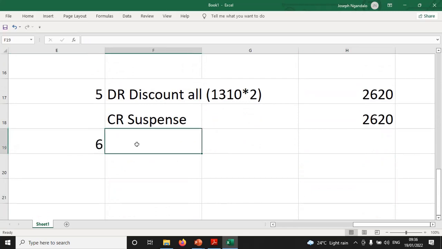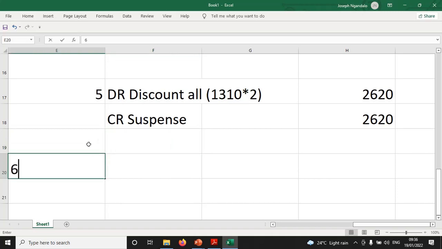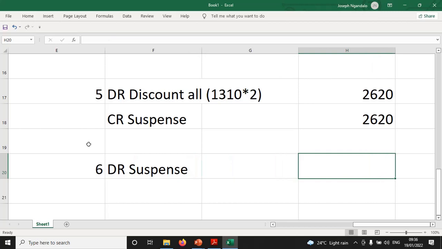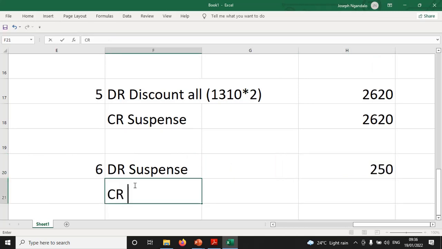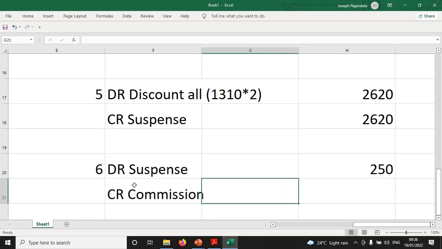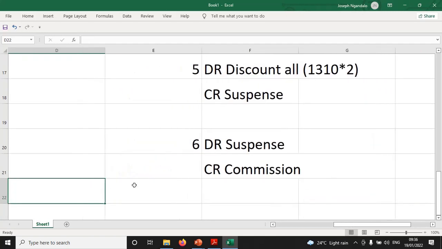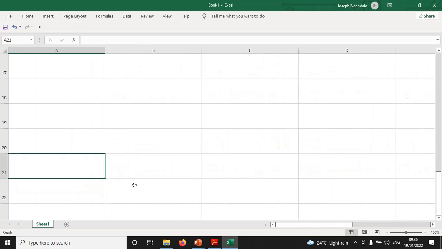All right, let's progress. Which account do we debit? Suspense automatically. With how much? 250, right? Then the commission account should be credited with twice the amount, eh? You understand? How much? 250. So in the suspense, where do we put that? On the debit, eh?